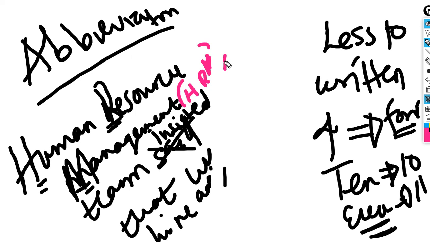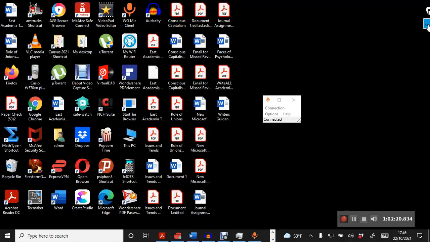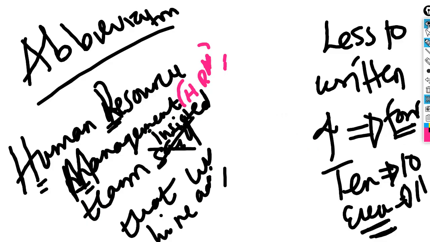HRM. So the human resource management, HRM, team insisted blah, blah, blah. Okay, you're getting me now? And in the subsequent paragraphs, or anytime you want to mention human resource management, you use that abbreviation. The HRM advised the clients to do this and this. The HRM.